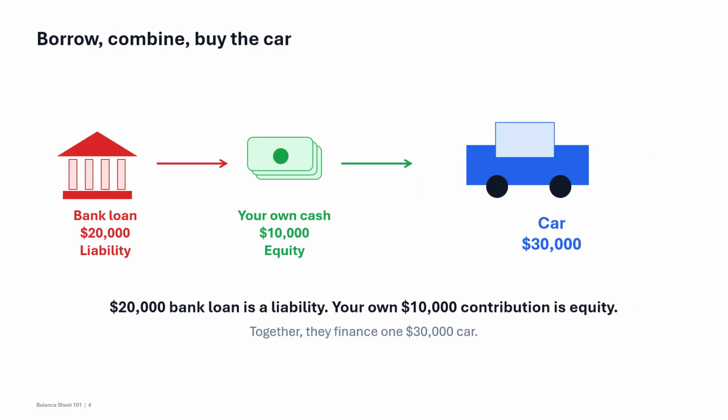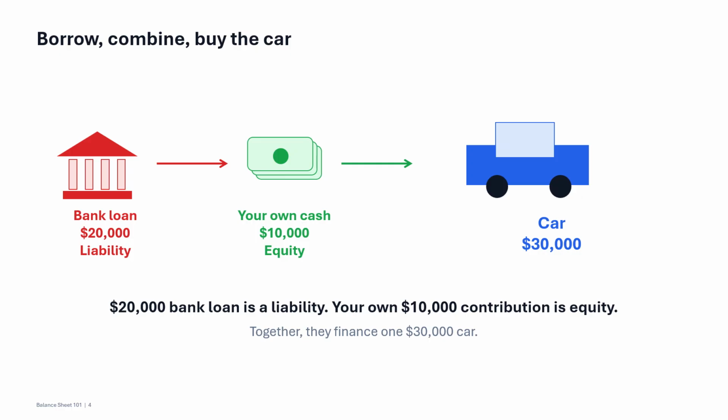Now suppose you go to the bank and borrow $20,000. The bank loan is a liability because it's money you owe to someone else. Together, the $20,000 from the bank and your own $10,000 give you $30,000. You use the $30,000 to buy the car.